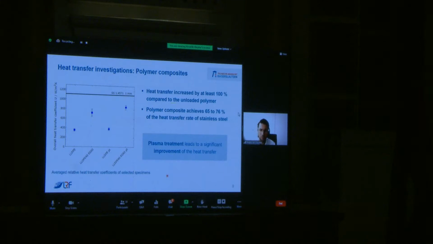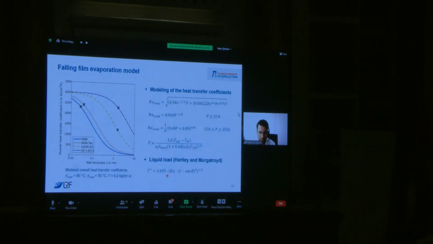And in order to compare the polymer composites with the PEEK used, I would like to show you a model for the falling film evaporation, which in principle corresponds to the process in the MED. It is based on the Nusselt correlations shown here. And liquid load was estimated by contact angle measurements of water according to these correlations. And we see the results here.